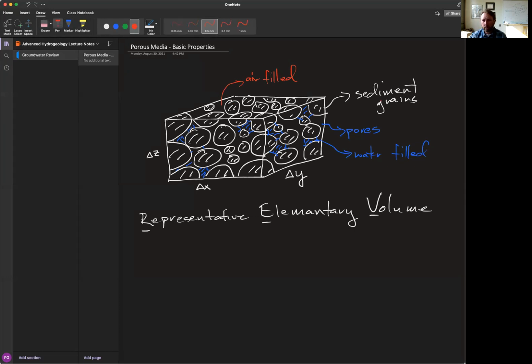All right, so important vocab: sediment grains and the pores. And the pores are these sort of large spaces between grains. So this would be a pore here. And then so these are two pores. And then this area here that connects the pores, this area here, is called a pore throat.